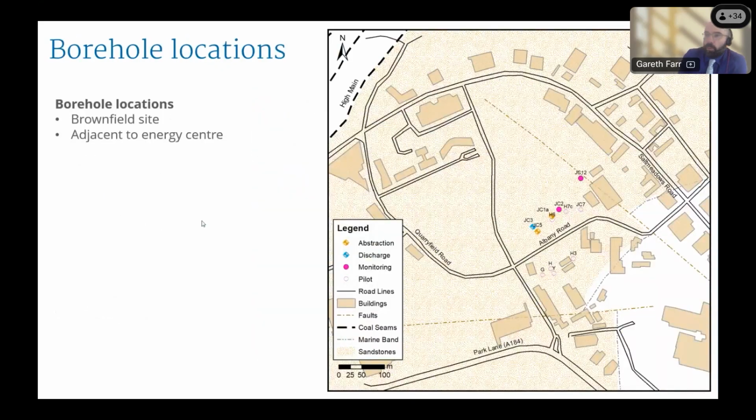So here are our borehole locations. It's a classic brownfield site. We're adjacent to our energy centre, and what you can see here is we did pepper the ground with quite a few boreholes. They weren't all successful, and we knew that in part would be the case because we were drilling in an area with very old records. But we were able to get boreholes quite close to the energy centre, which is this building here. Unfortunately, the ones that were really close to it weren't successful, I don't think.